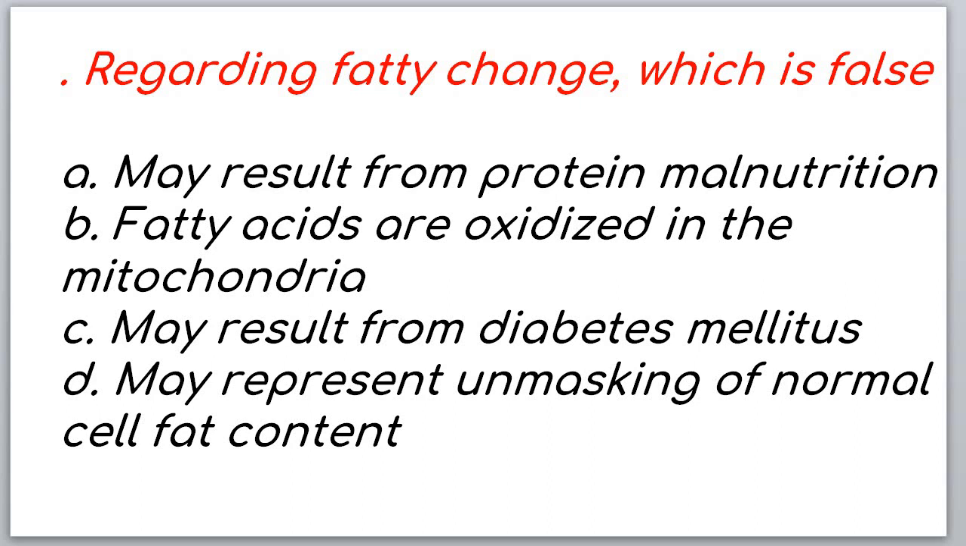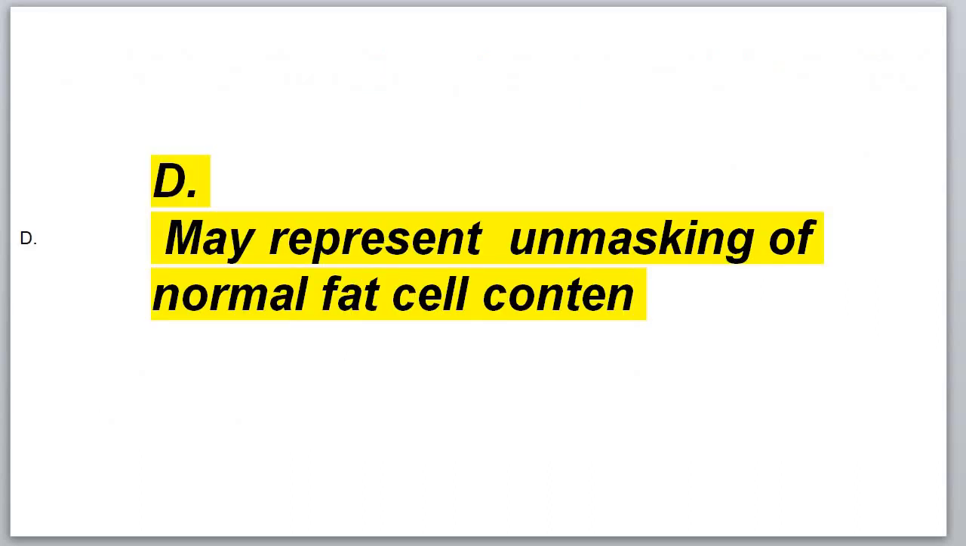Regarding fatty change, which is false? Option A, may result from protein malnutrition. Option B, fatty acids are oxidized in the mitochondria. Option C, may result from diabetes mellitus. Option D, may represent unmasking of normal cell fat content. Option D, may represent unmasking of normal fat cell content, is the correct option.